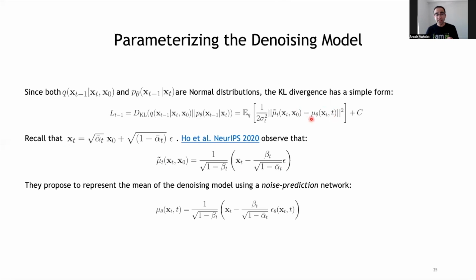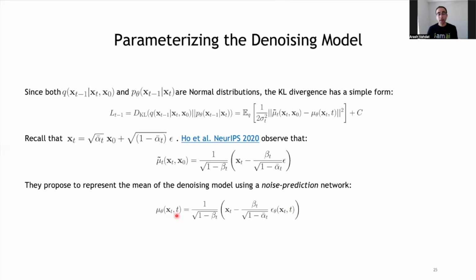So we can say that in order to predict this mean of less noisy images, we're going to take xt and subtract from it the output of a neural network that predicts the noise that was used to generate this xt. So basically, we train a neural network to predict the noise used to generate xt in order to represent this denoising model. This is just a parameterization trick. Instead of representing the mean of the denoising model directly, we represent the noise that was used to generate xt, and if you have this, you can just subtract it from xt to get the mean of the denoising model.